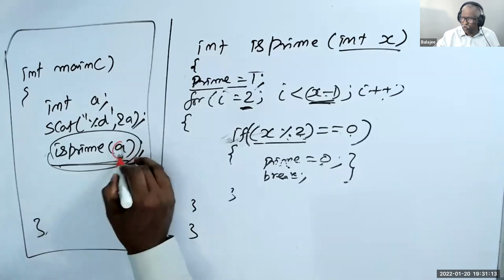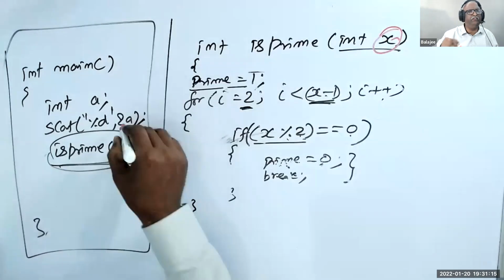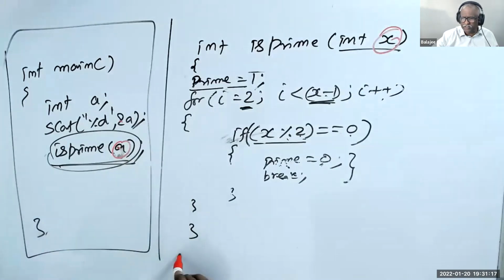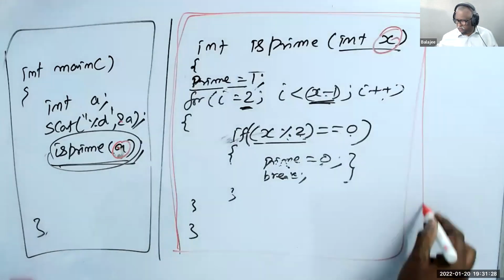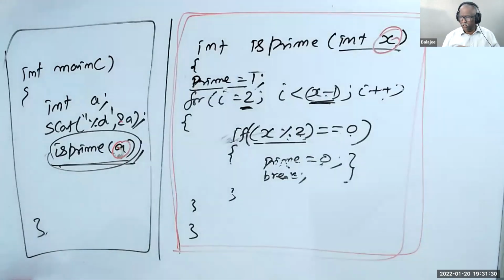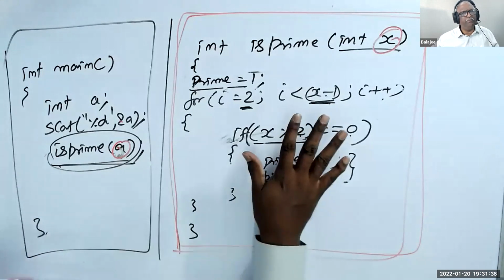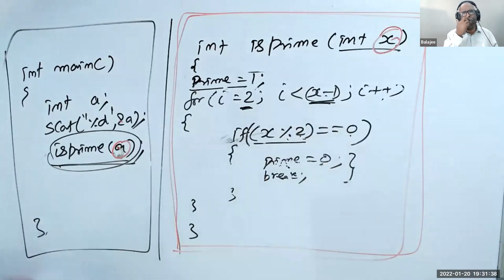Now this a goes to x. That's what you're getting from the keyboard. Now this is called a function. You understand the difference between this function and this program. Both are the same. I've written a program, and I converted it to a function.